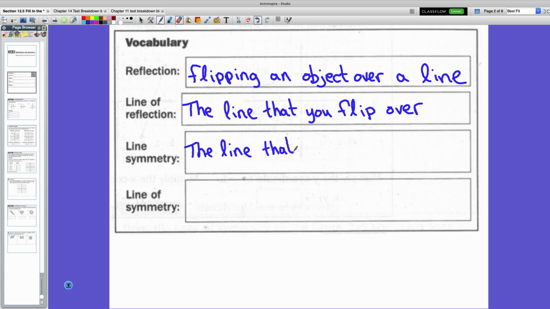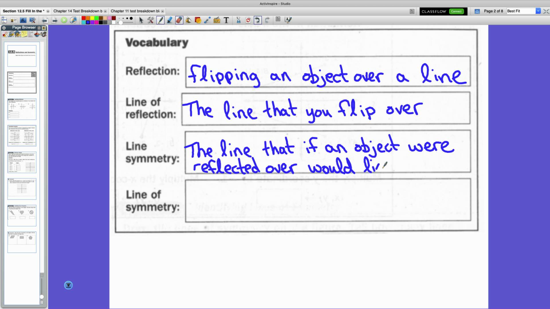Then line of symmetry is the line that, if an object were reflected over it, would line up with itself. I know, I ran out of room a little bit. So the line that, if an object were reflected over, would line up with itself, and you'll see what I'm talking about as we get into the symmetry a little later.